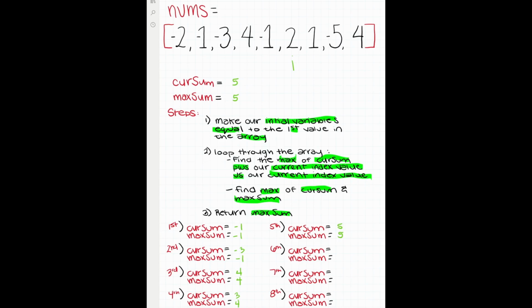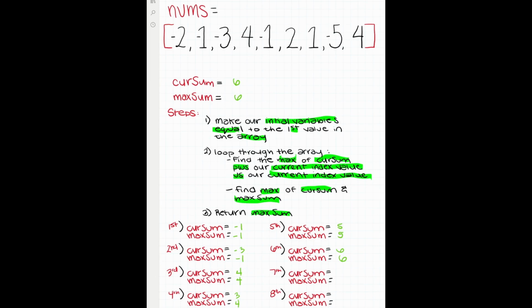In our sixth loop, we're going to move the I over once again. We're going to add 1 to 5, so 5 plus 1 equals 6. 6 versus 1. Of course, 6 is greater, so our current sum is 6. And then 6 and 5, what's the max of that? We know it's 6. So 6 is our current max sum.